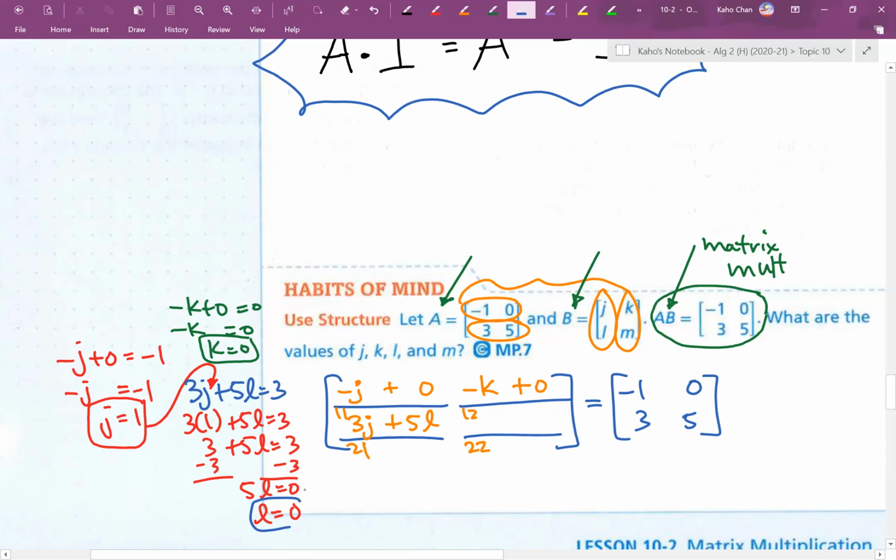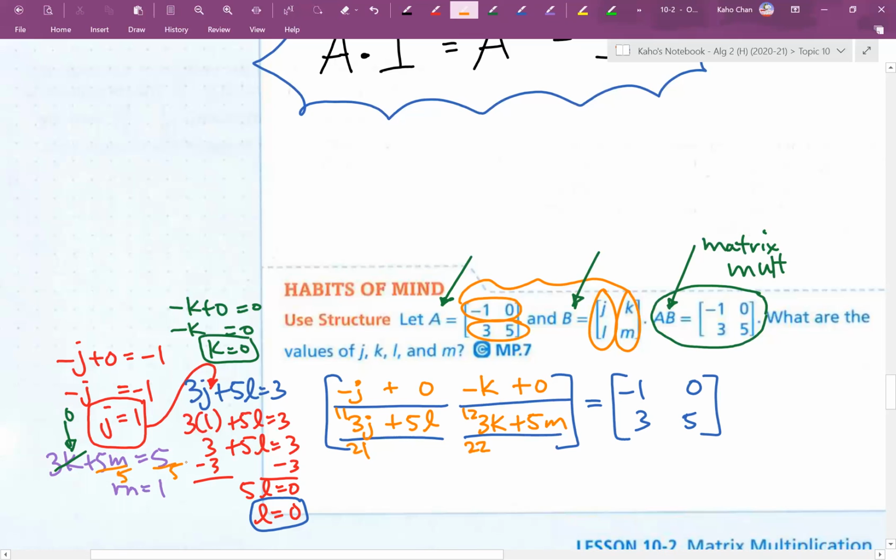Oh, I meant to do that in blue. Sorry about that. And then finally, I need one more. That's probably going to involve M's. Yep, it does. Here we go. Okay, 2, 3K, and 5M. Awesome. 3K plus 5M equals 5. K was 0 from earlier, up there. So that zeroes out. 5M equals 5. M equals 1.